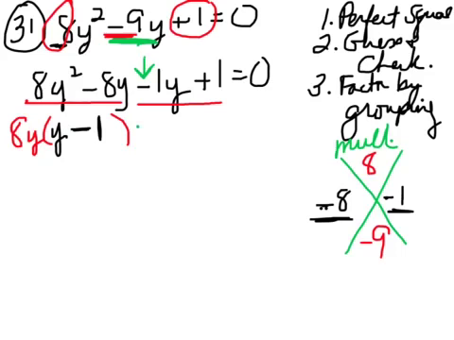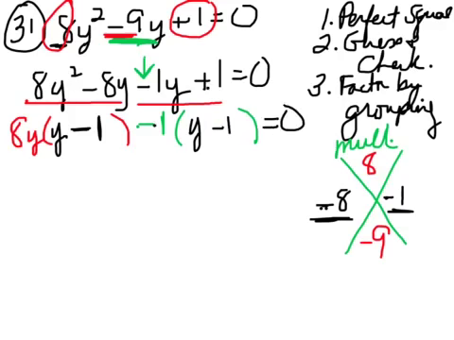And if you look, there's nothing else that divides out anyway. So I'm going to factor out a negative 1. And I'm going to write the leftovers in those parentheses. Negative 1y divided by negative 1 is a positive y. Positive 1 divided by negative 1 is a negative 1.